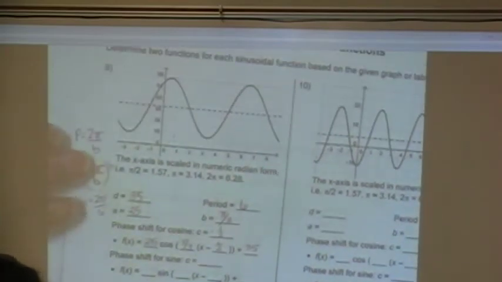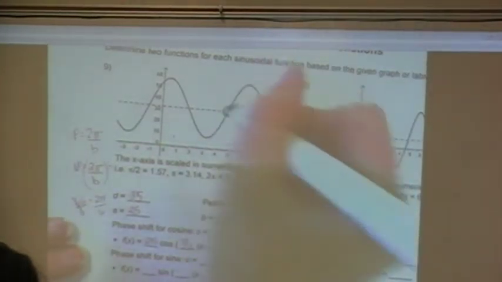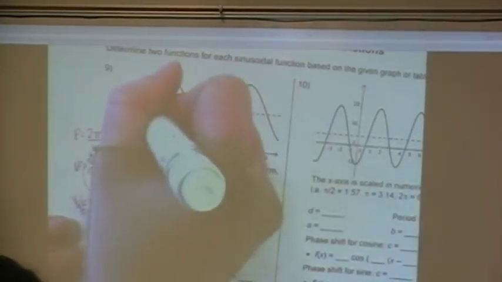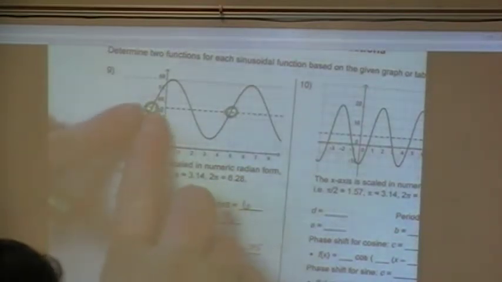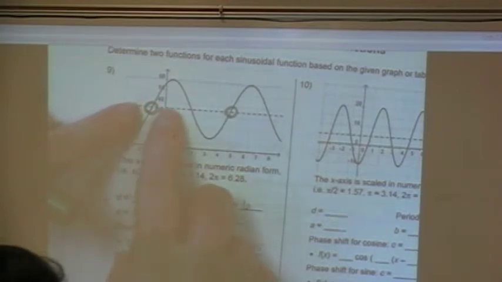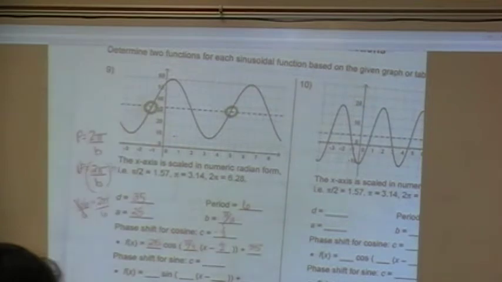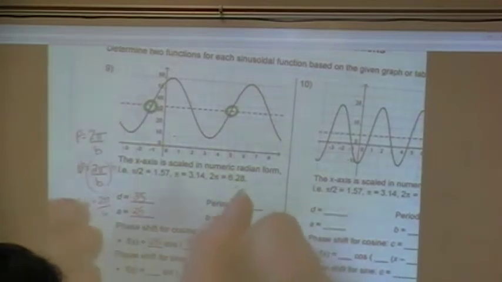Now there are two. There is a middle value that rises right here, and there is a middle value that rises right here. Either one will give you the correct wave. So it really doesn't matter which one you use. If it were me, I would choose the one that is closest to the y-axis, which would be this one. So that has been shifted to the left 1. So that would be plus 1.